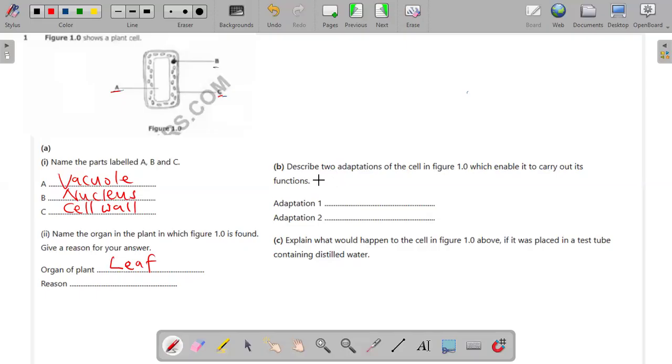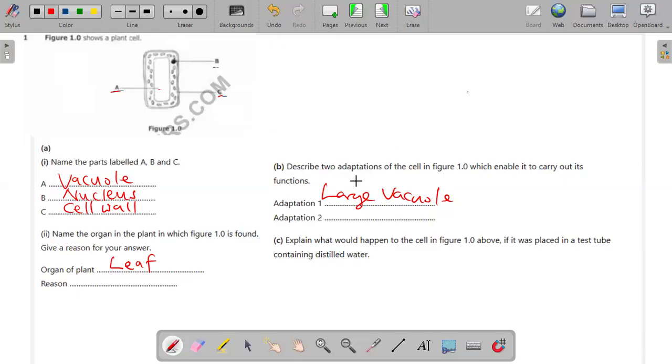Okay, then part B is saying describe two adaptations of the cell in figure 1.0, which enable it to carry out its function. So the first adaptation is that it has a large vacuole. As you see, this part A here is a vacuole. So that large vacuole helps it to maintain pressure, helping the cell to stay firm. So it helps it to be turgid, so that it stays firm and in place.